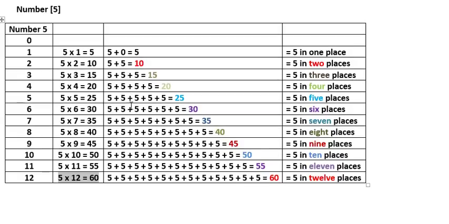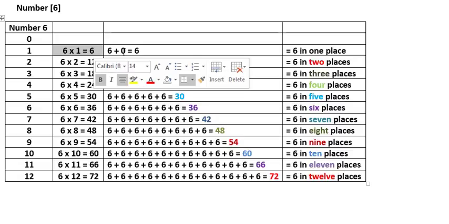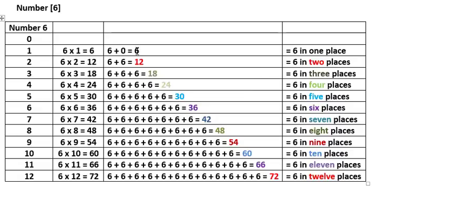Let's go to the next one, number 6. Under number 6, we'll follow the same pattern. 6 times 1 will give us 6. That is 6 in one place. 6 plus 0 is 6. And 6 divided by 6 will be 1. 6 times 2 means 6 in 2 places. That means 6 plus 6 equals 12. If we divide 12 by 6, we're going to have 2. As you can see, 2 in this column.